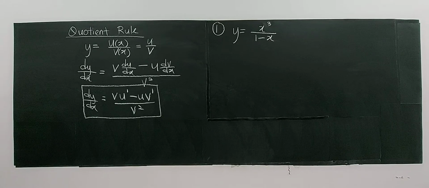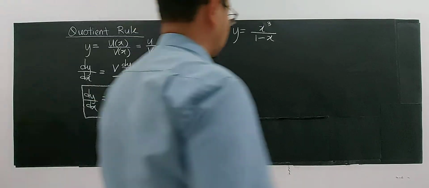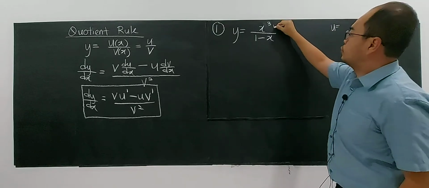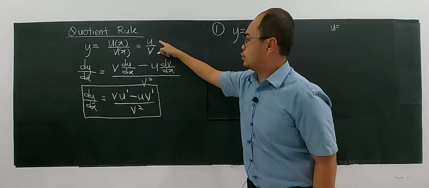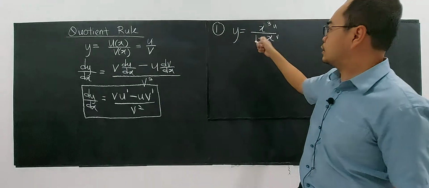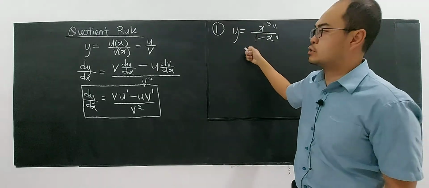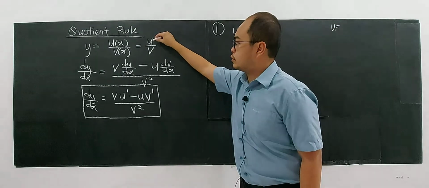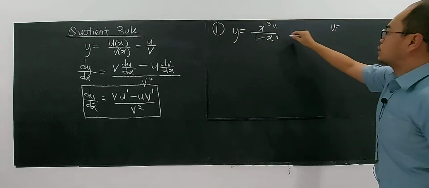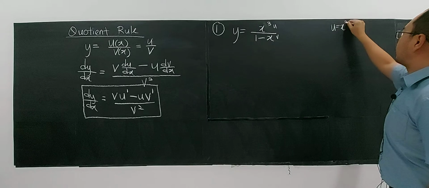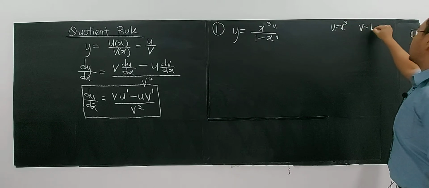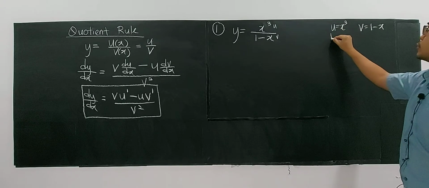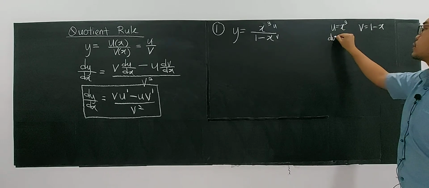Then you have to identify your u. In this function, this is your u over v. You learned how to differentiate this in secondary school, so this is just for revision. This is u and this is your v. So u will be x to the power of 3 and v will be 1 minus x. Then you differentiate, meaning du dx.